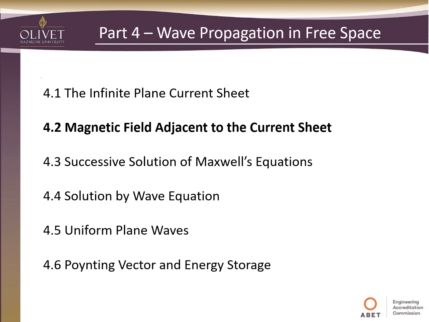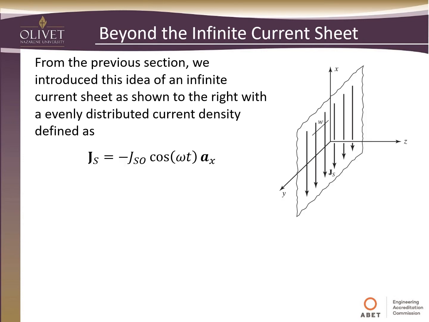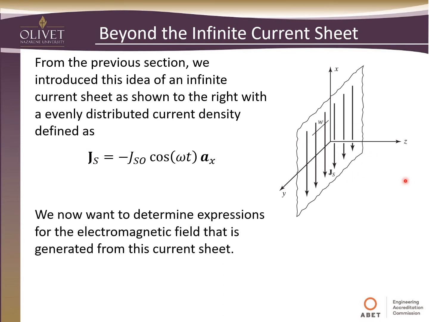So back to our lecture. We continue on in part 4. Last time we set up the infinite plane current sheet. This time we want to talk about the magnetic field that's going to be generated by that current sheet. From the previous section, we introduced the idea of this infinite current sheet, as shown here to the right, with evenly distributed current density defined by this equation. Hopefully you remember this from before.